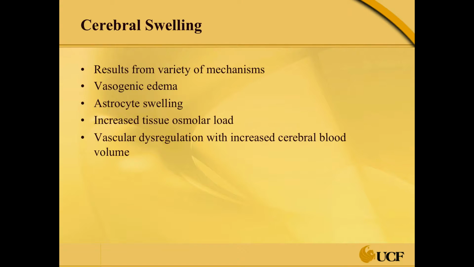There are different types of cerebral edema as well. There's vasogenic edema. There's astrocyte swelling. There's increased tissue osmolar load that can cause cerebral edema. And then there's also vascular dysregulation that occurs with increased cerebral blood volume. So these are all things that can lead to cerebral edema. And we'll talk specifically about some of these things as we progress. Maybe not in this particular part of the lecture, but later on down the road when we start talking about CVA, we'll learn about how these come into play.